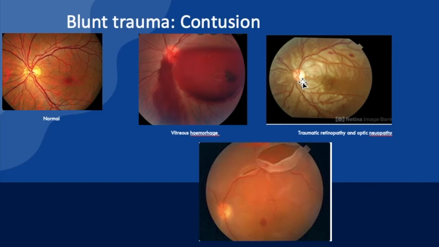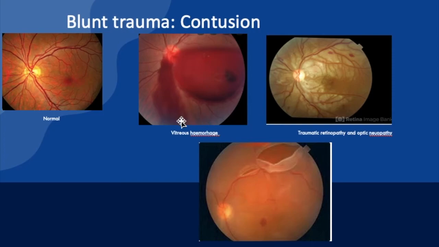That means the pupillary reflex will be abnormal, and then there will be central scotoma, and these patients usually require intravenous methylprednisolone for traumatic optic neuropathy.